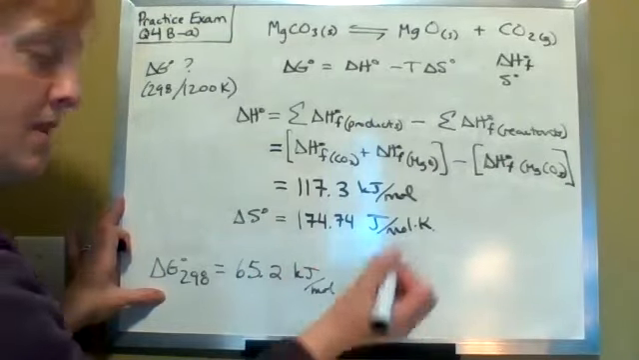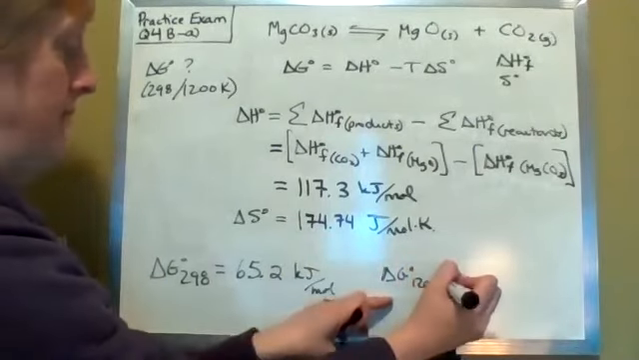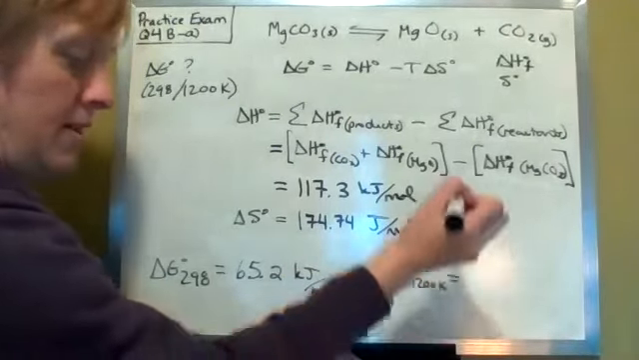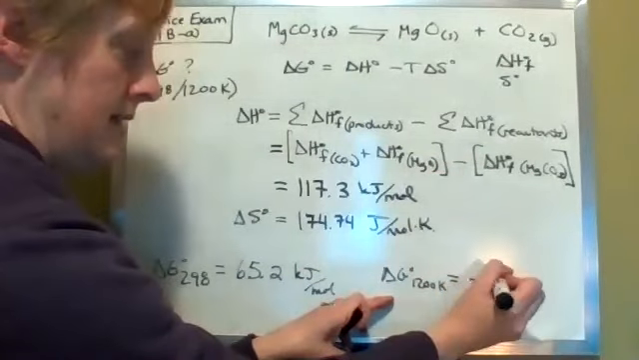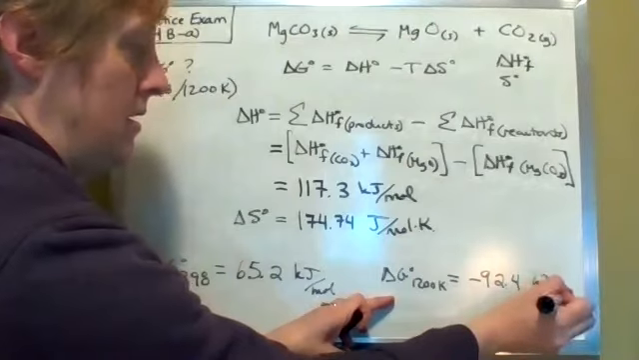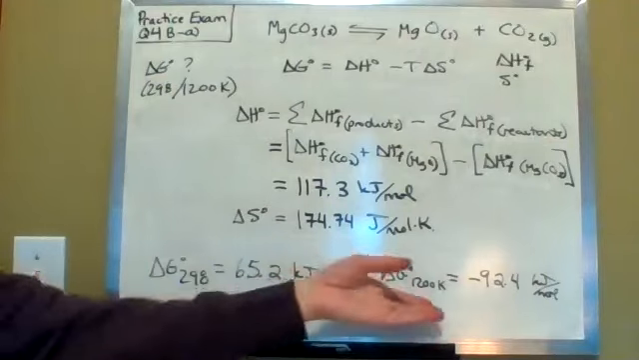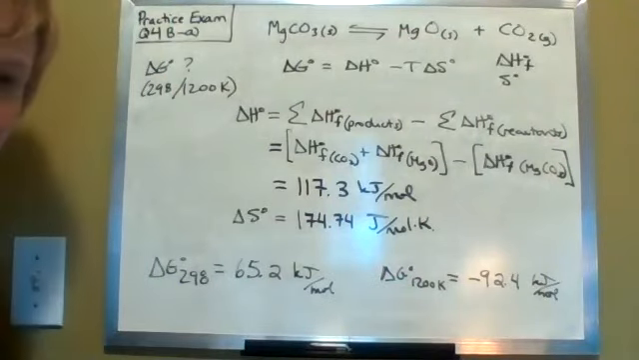kilojoules per mole. And at 1200 Kelvin, this value becomes minus 92.4 kilojoules per mole. So we end up going from a non-spontaneous reaction to a spontaneous reaction.